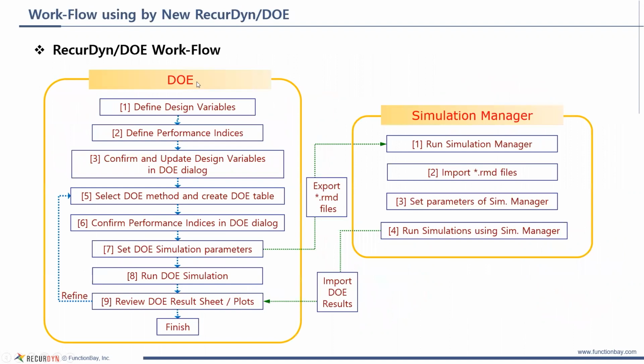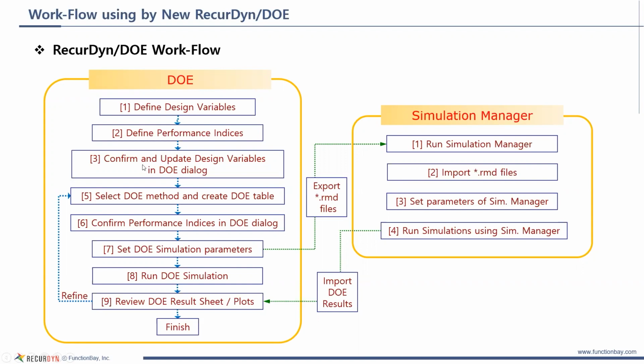This is a fairly detailed workflow of the process that you would use when using RecurDyn DOE. But the graphical user interface will guide you through those steps. The first step would be to define your design variables, and then also define the performance indexes. The performance indexes are measures of some type of simulation result, and that's how you evaluate the performance of your system.